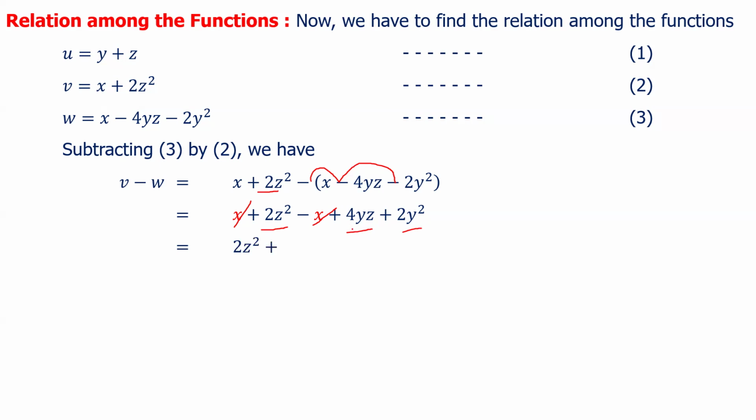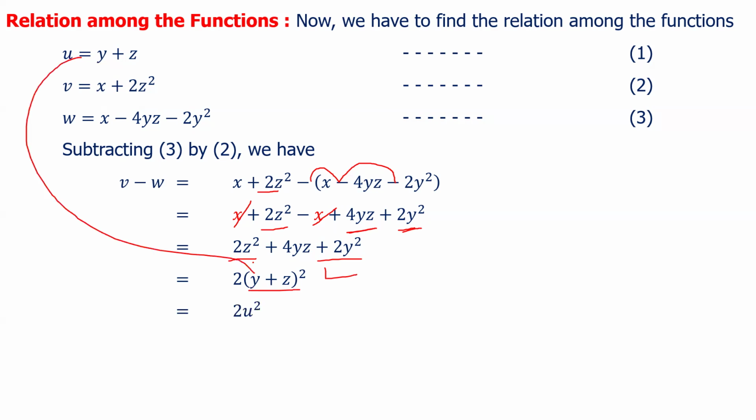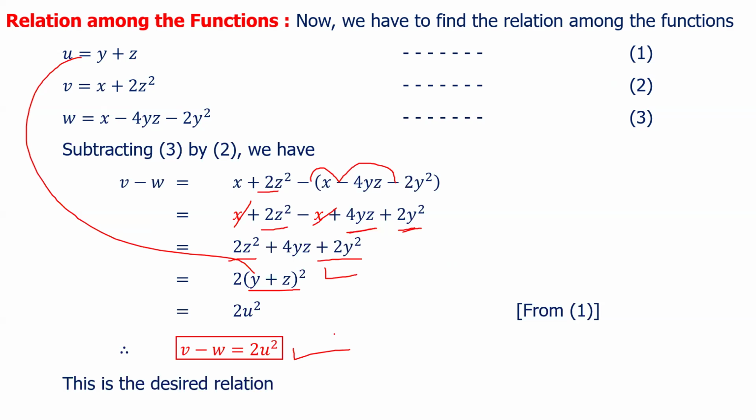Now if we take 2 outside, it is z square plus 2yz plus y square, or we can write down y plus z whole square. But what is y plus z? It is nothing but u. So we can write down 2u square. Hence, v minus w equal to 2u square is the relation among the given functions u, v, and w. This is the desired relation among the given functions.